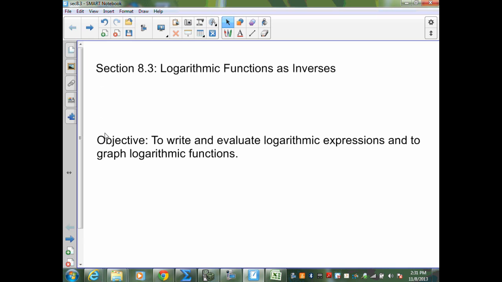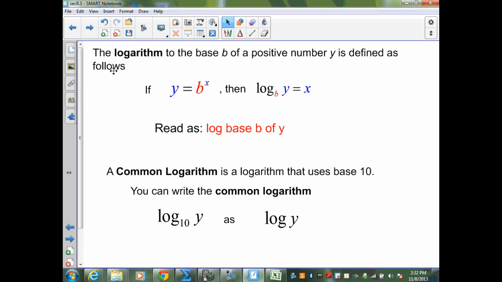Section 8.3, to write and evaluate logarithmic expressions and to graph logarithmic functions. The logarithm to base b of a positive number y is defined as follows. If y equals b to the x, then log base b of y equals x.